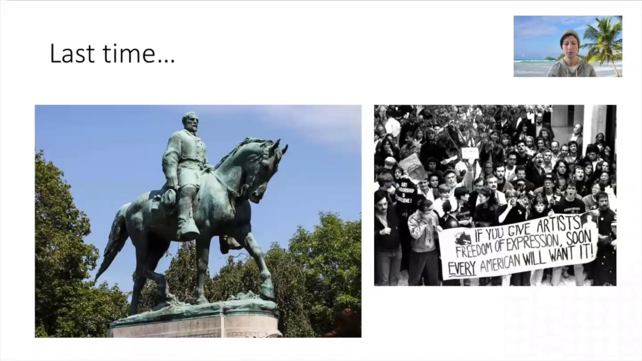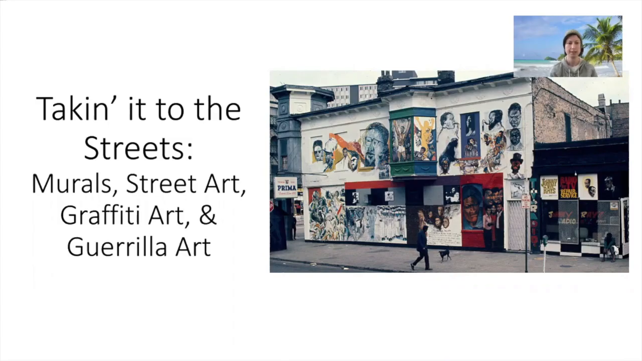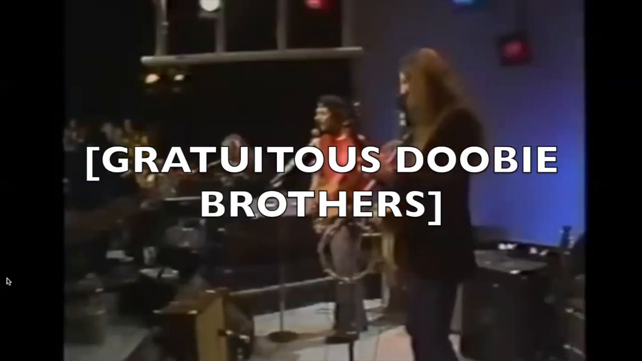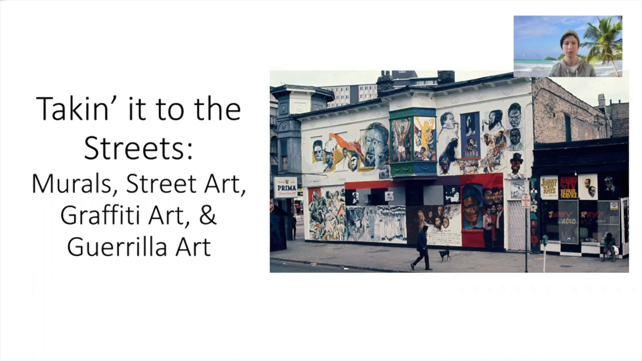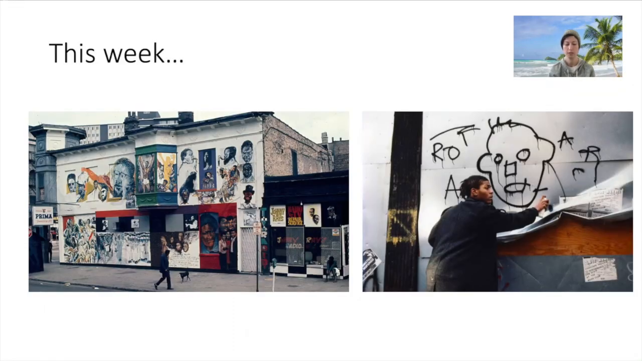Last time we looked at public art and censorship and the role of commissions, public response, and controversy. This week we're taking it to the streets, and talking about murals, street art, graffiti art, and guerrilla art. We'll define these different terms along the way and see how these different forms of art intersect with one another, and how they intersect with politics and social activism.